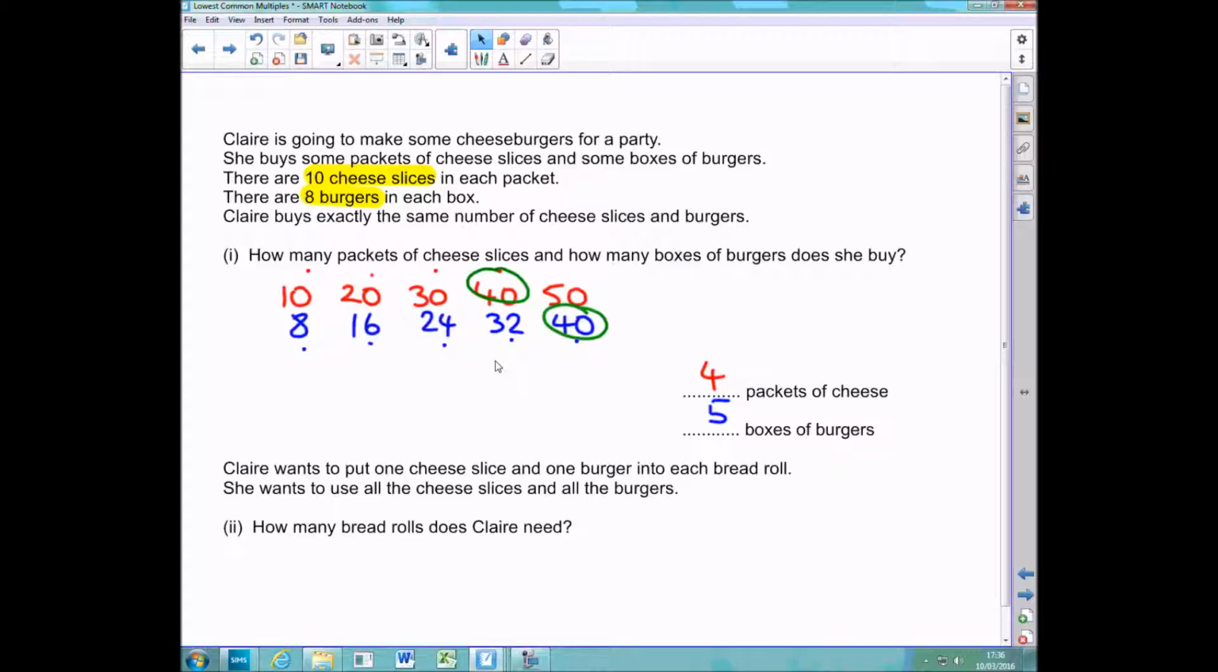The second part sometimes comes up, giving you a little bit more information. It says Claire wants to put 1 cheese slice and 1 burger into each bread roll. She wants to use all the cheese slices and all the burgers. How many bread rolls does she need? Well, in this case, she's got 40 cheese slices and 40 burgers, so we're going to need 40 bread rolls. So she's going to need to buy 40.